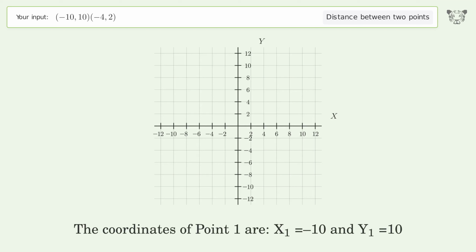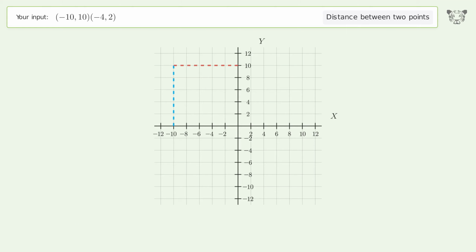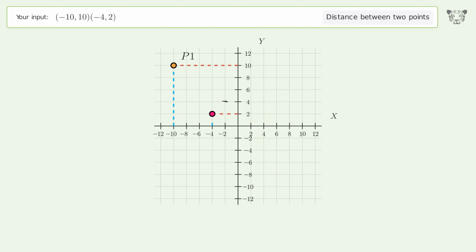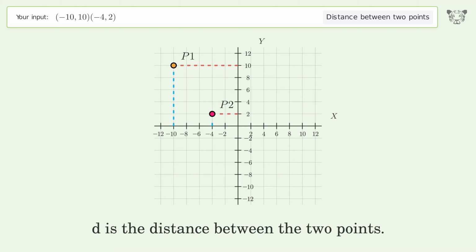The coordinates of point 1 are, x1 equals -10 and y1 equals 10. The coordinates of point 2 are, x2 equals -4 and y2 equals 2. D is the distance between the 2 points.